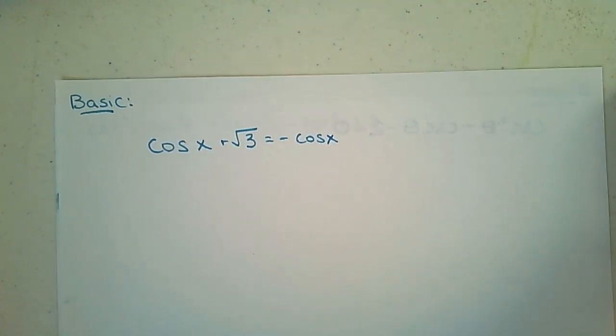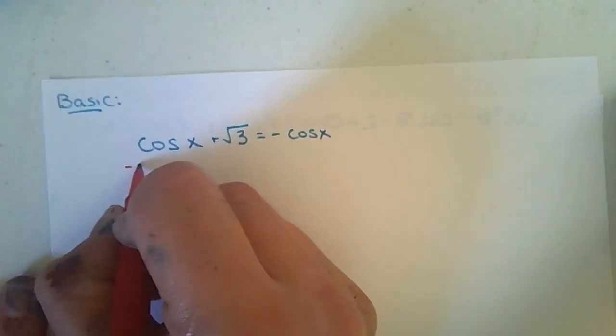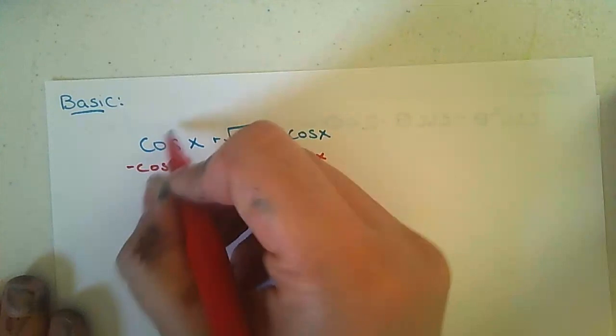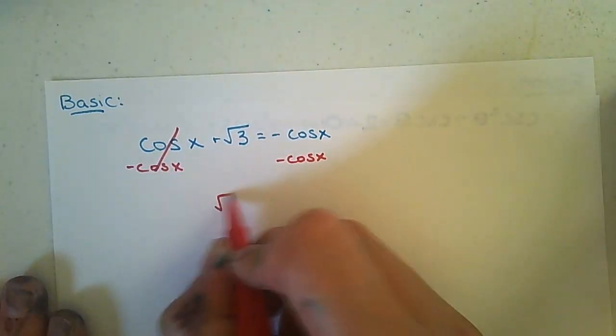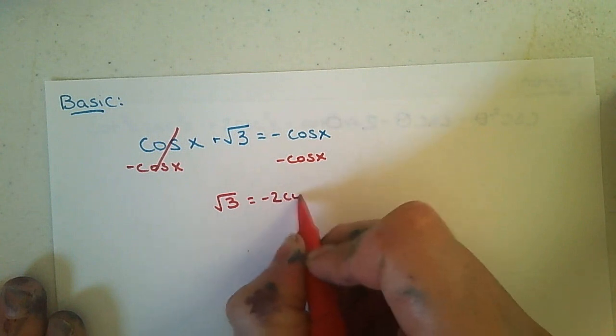So here's our basic way of solving. It's kind of like a linear equation. So remember, first thing we want to do is get all of the x's on one side. So in this case, I want to get all of the cosines on the same side. So I'm going to go ahead and subtract this cosine from both sides. So we're going to end up with the square root of 3 equals -2 cosine.